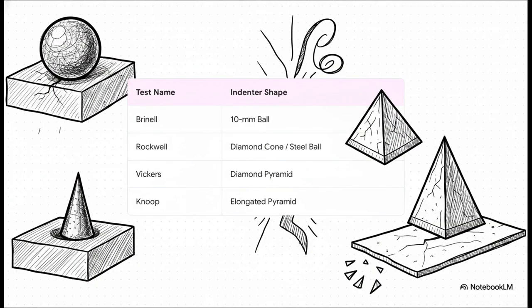And yeah, you guessed it, there's not just one way to measure hardness. It really depends on what you're testing. Engineers use all sorts of different shaped indenters, everything from little steel balls to super sharp diamond pyramids, to basically poke the material and see what kind of dent it leaves. Like, the Knoop test uses this tiny, long pyramid shape, which is just perfect for testing something really thin or brittle, like a piece of ceramic.